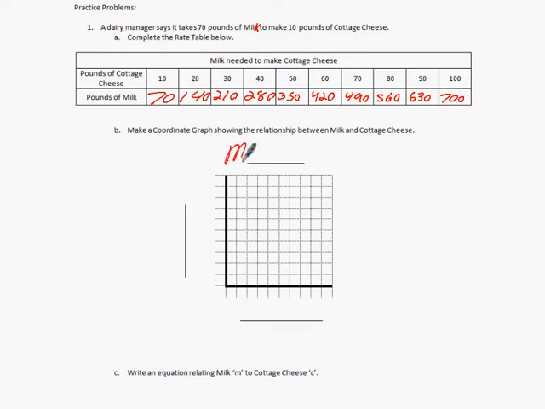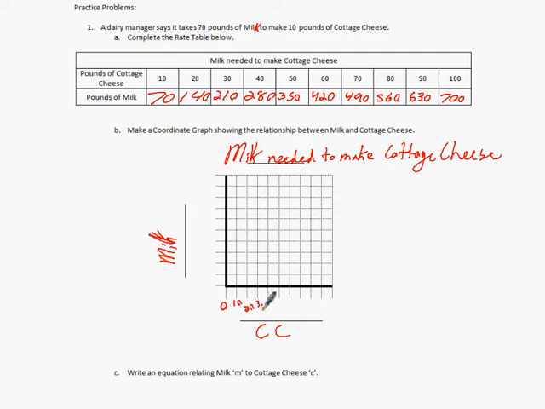So I'm going to put milk needed to make cottage cheese. On the bottom, I'm going to put cottage cheese, so CC. On the side, I'm going to put milk. Keep on trying to forget that L in the milk, so milk. So cottage cheese, in our table it counts by 10, so I'm going to count by 10. 0, 10, 20, 30, 40, 50, 60, 70, 80, 90, 100, exactly how high the table goes.